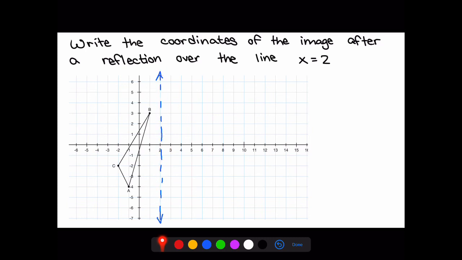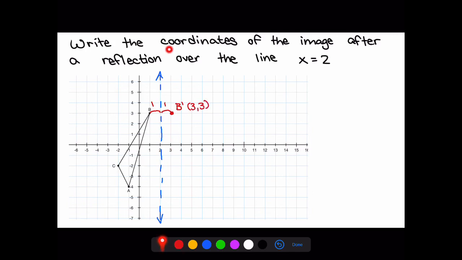Now, if I need to find out what my image is, it should be the same distance from my pre-image to my line of reflection as it is from my line of reflection to my image. So if B is 1 unit away, B prime should also be 1 unit away. So B prime is the point 3, 3.